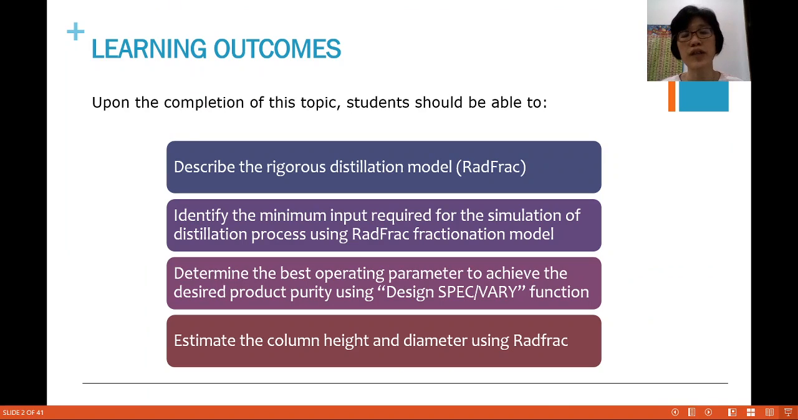Upon the completion of this topic, you should be able to first describe the rigorous distillation model, of course, in specific RECFRAC. Second, identify the minimum input required for the simulation of distillation process using RECFRAC. Third, determine the best operating parameters to achieve the desired product purity using the function of design spec or vary. And the last one is to estimate the column height and diameter using RECFRAC.